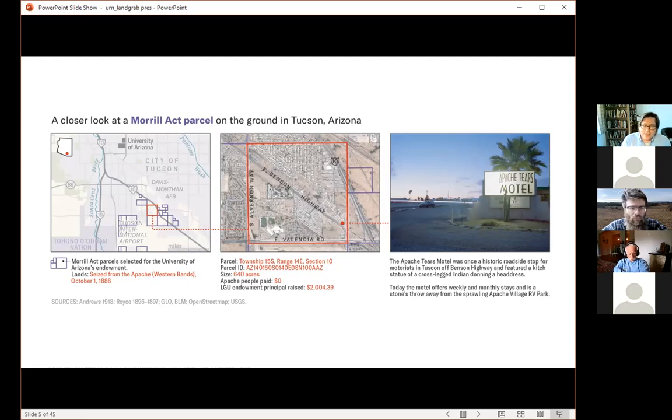We also sent Kaylin Goodluck, the photographer for the project, out to these parcels. Of course, not all of them, but he took a trip around many states in the West to see what was on the ground at these places. And here you see on the right the Apache Tears Motel. And what we do in the story is try to reconnect the histories of land loss with the creation of university endowments around the country.